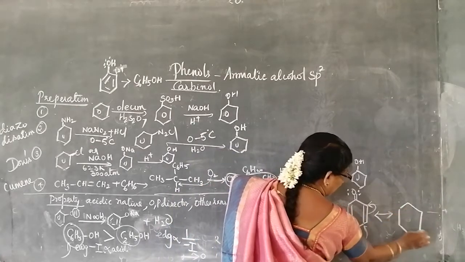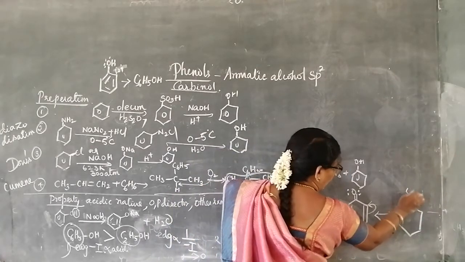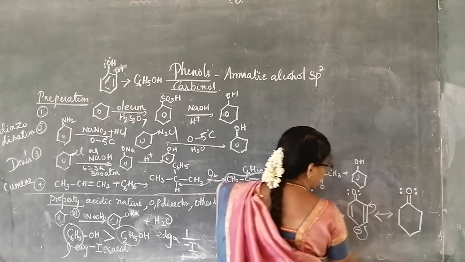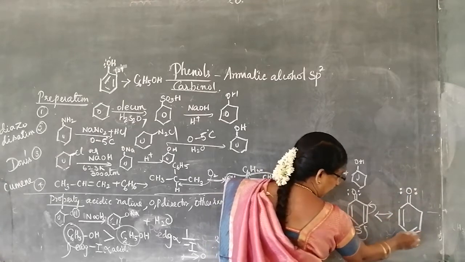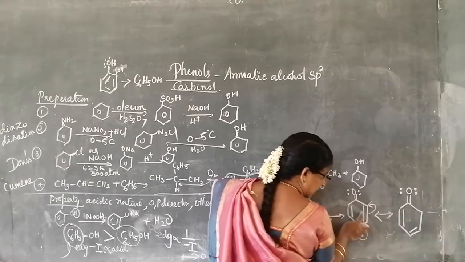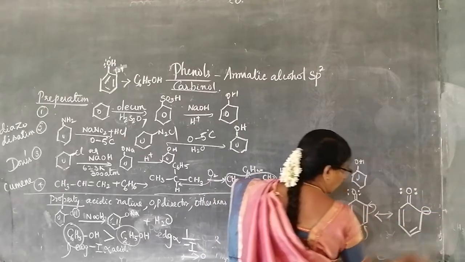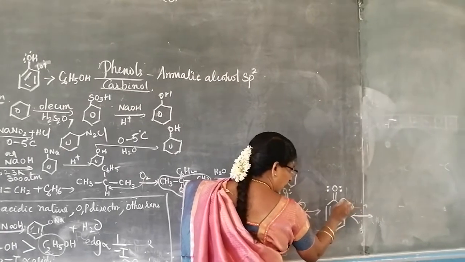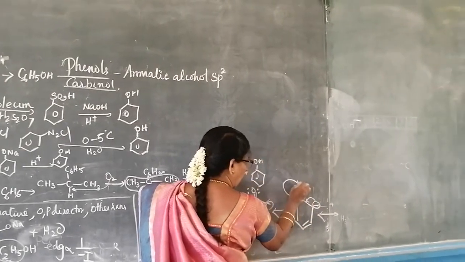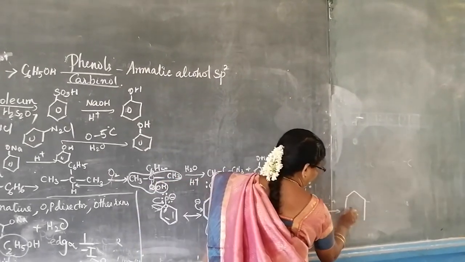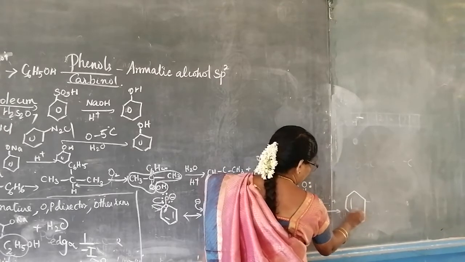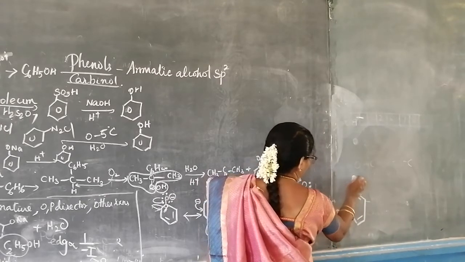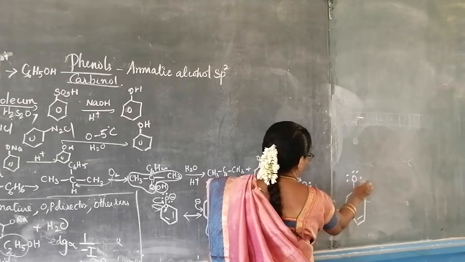So what is the structure you will get? Double bond O, only 2 pairs. Now here it has come inside. This electron has gone to the next ortho position. Next structure, how it will be? Tell me. This will come here, then it will go back. So you are getting back your resonance structure, same phenoxide structure.